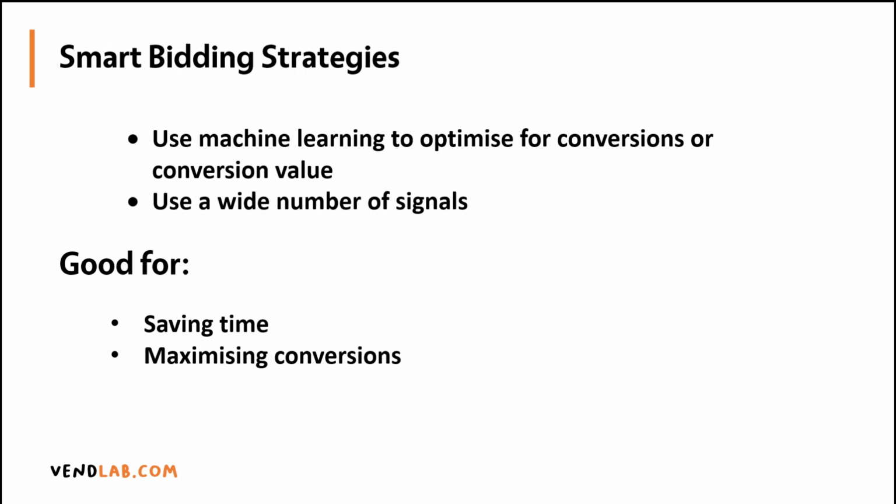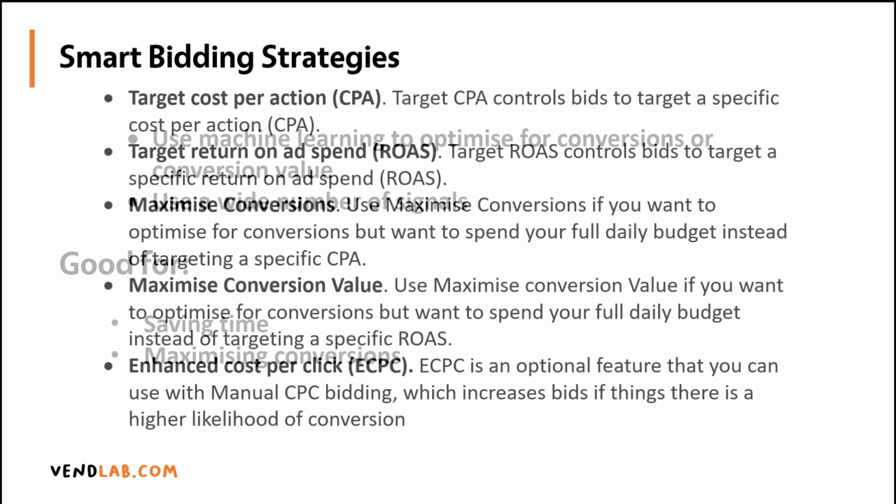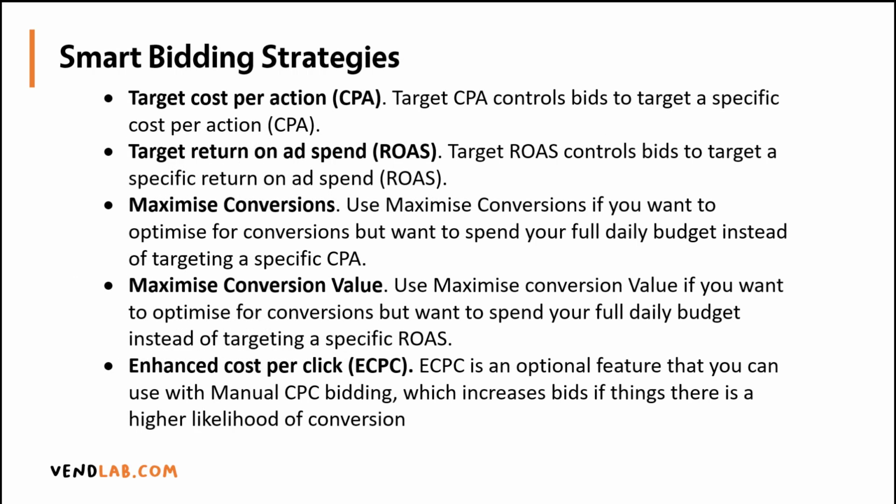A lot of the time it will underperform your target. In my experience, it very rarely overperforms. Here are the smart bidding strategies available. You can set a target cost per action. That is, you say to Google, every time I make a sale, I want to spend a maximum of £5.